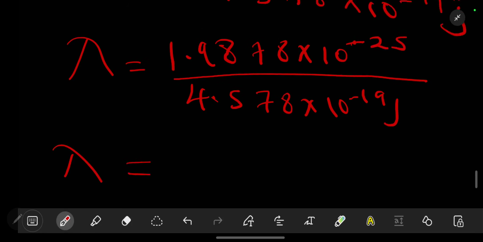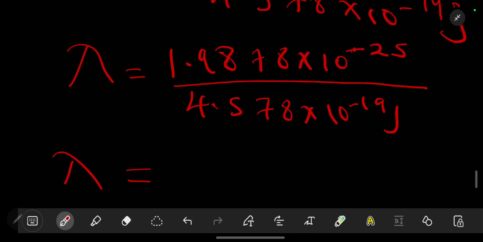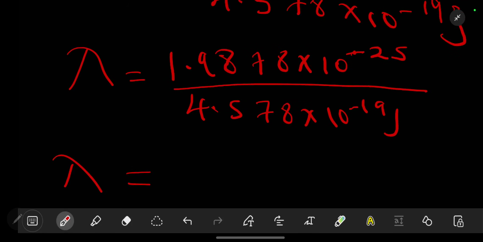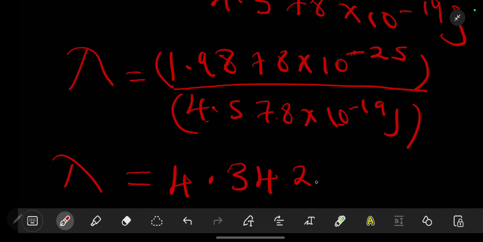So we divide our value. Remember how you press it on your calculator: you put these in brackets, divided by, you put these in brackets, then enter everything to the power and divide like that. The answer we are getting is 4.342 times 10 to the power negative 7.